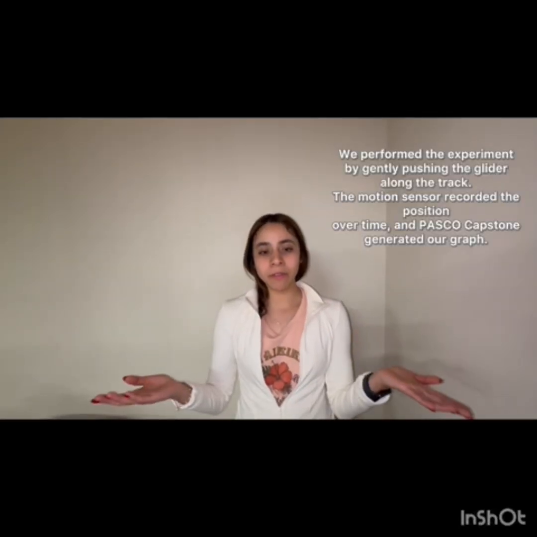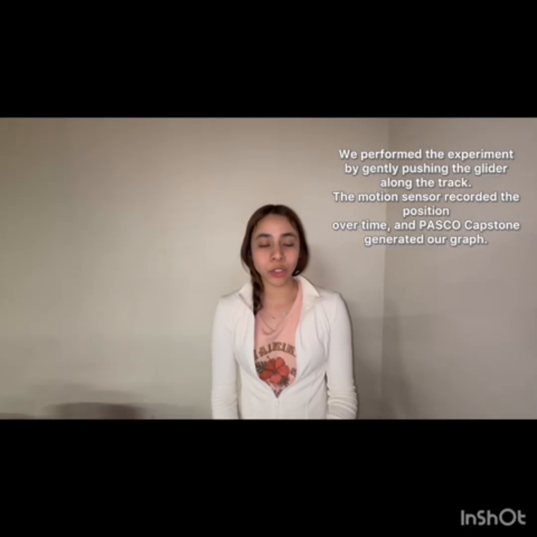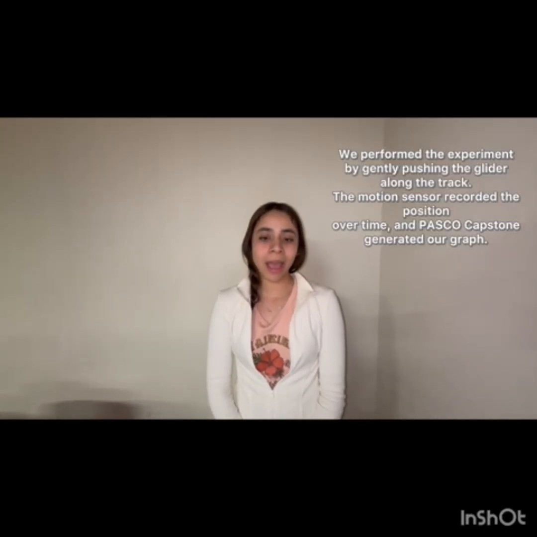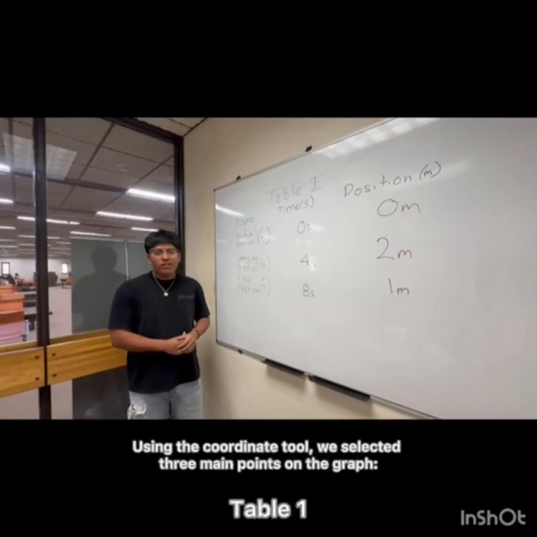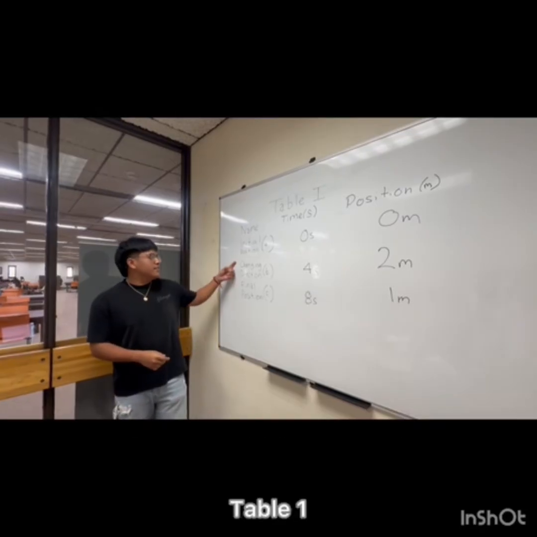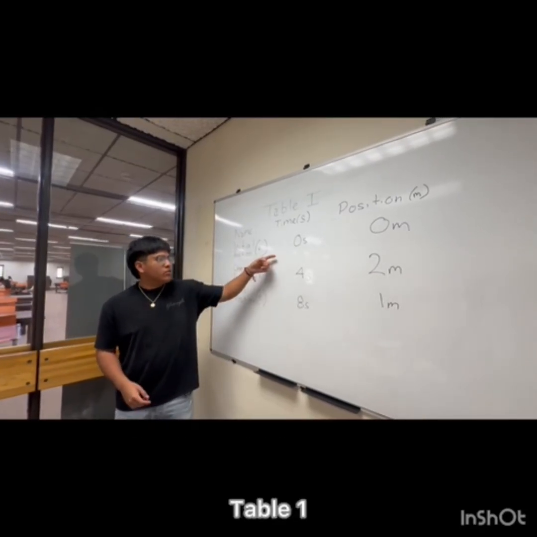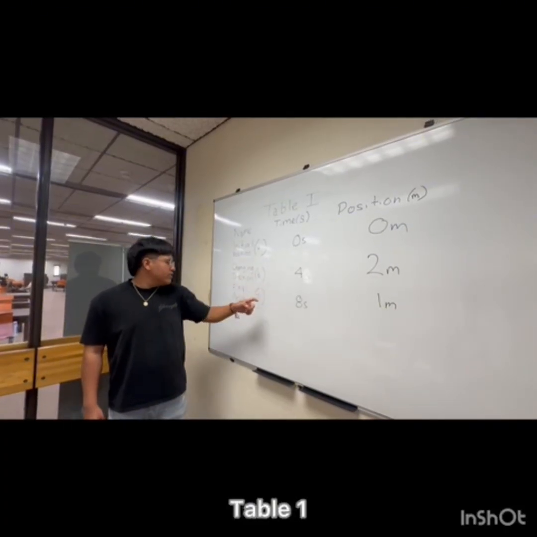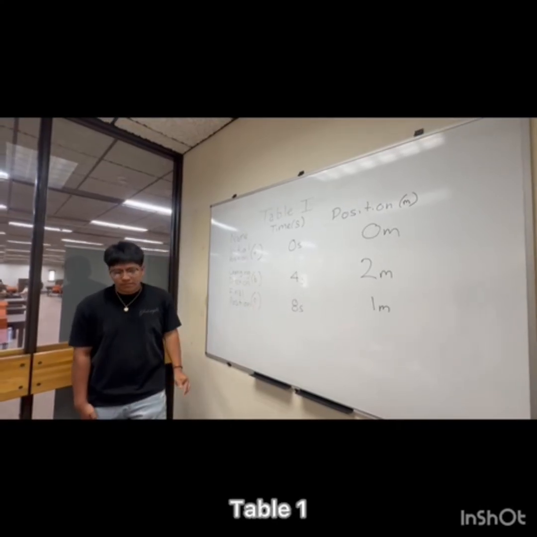For the experiment development, we performed the experiment by gently pushing the glider along the track. The motion sensor recorded the position over time, and PASCO Capstone generated a graph. In the coordinate tool, we selected 3 points of the graph: initial position, change of direction, final position. Initial position would be 0 seconds and 0 meters. Change in direction would be 4 seconds and 2 meters. Final position is 8 seconds and 0 meters.